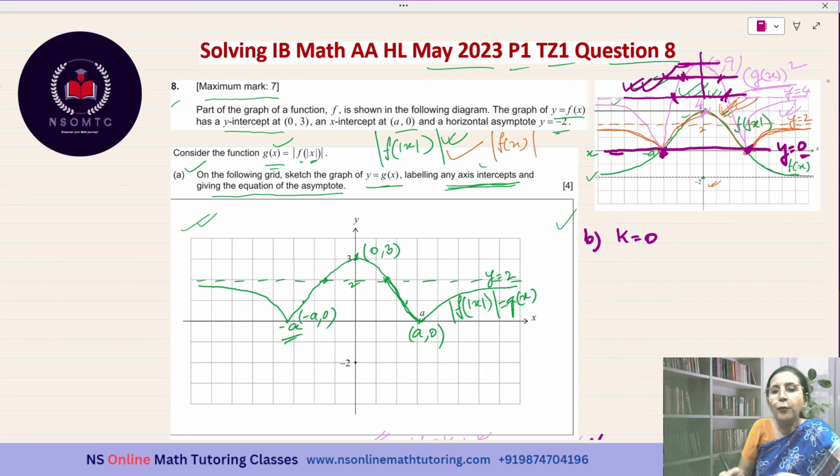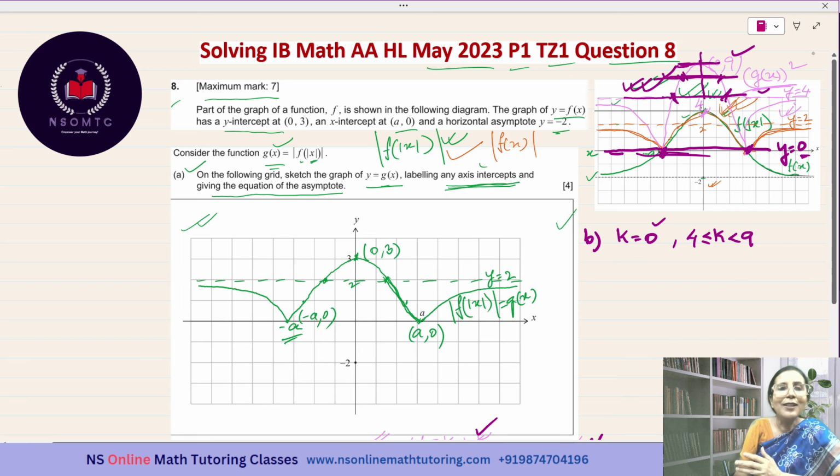Therefore, one of the values of k will be equal to 0 and the other values that k can have will be: k can be equal to 4 or k can be greater than 4, but it has to be less than 9. So we have answered question number 8 completely.